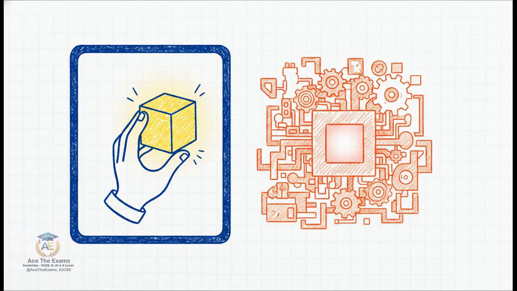Just like you might use the PEEL framework, point, evidence, explanation, link, for an essay, in computer science, your code is your framework. Your command is the point, your register data is the evidence, your logic is the explanation, and your final store instruction links it all back together.